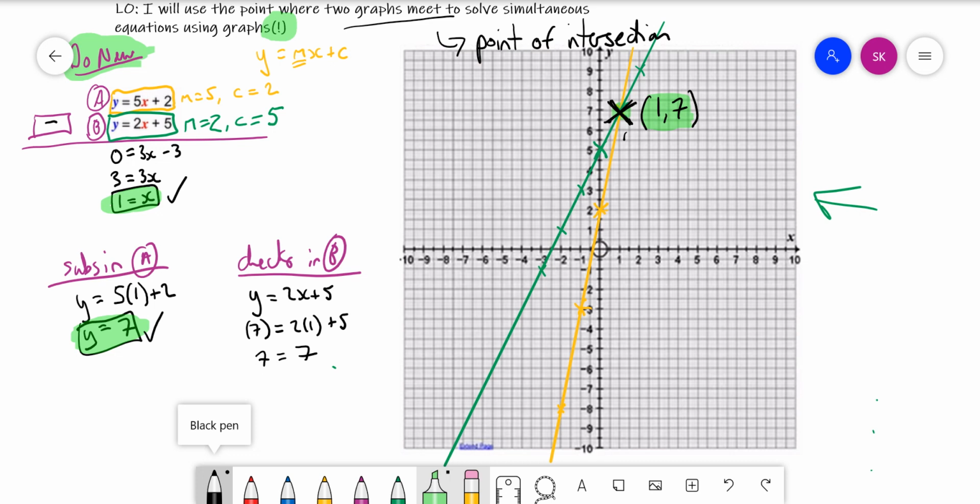So I want you to pause the video and make any notes that you need to. And if you need to rewind any part of that, then obviously do that and press play when you're ready to keep going.